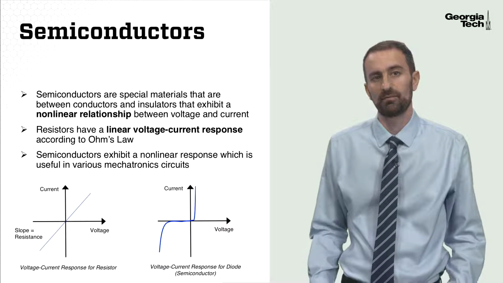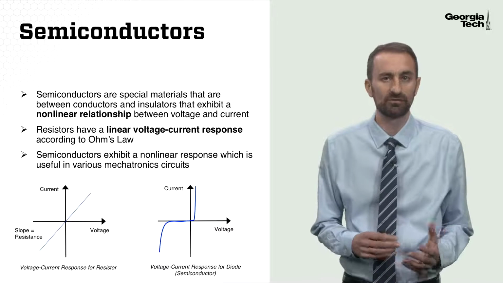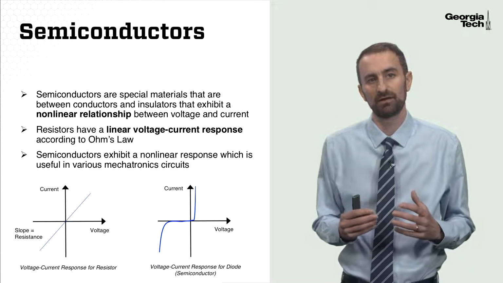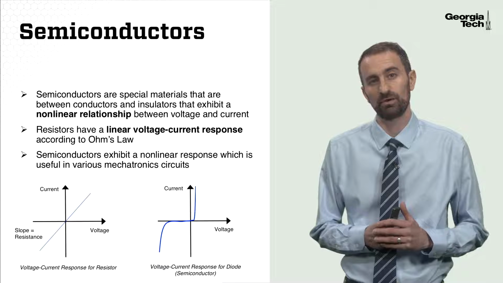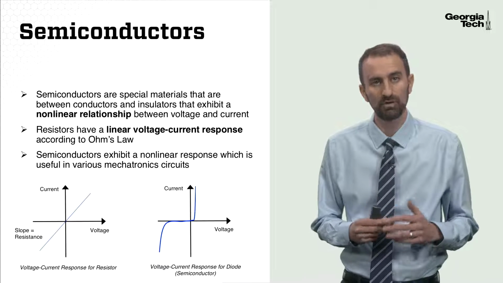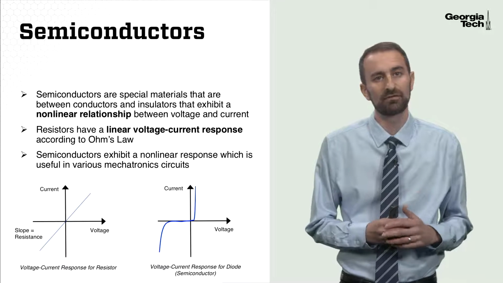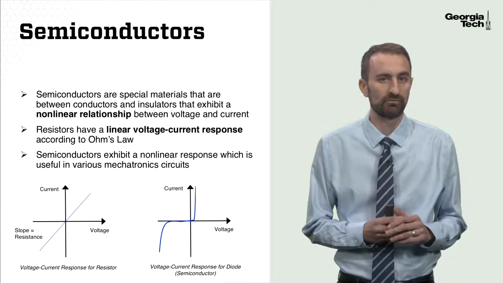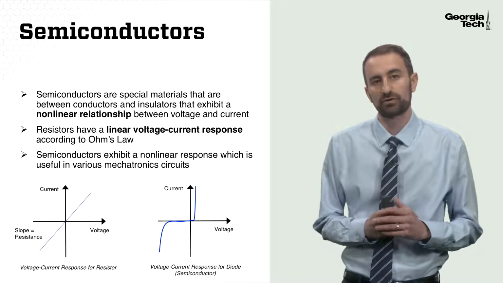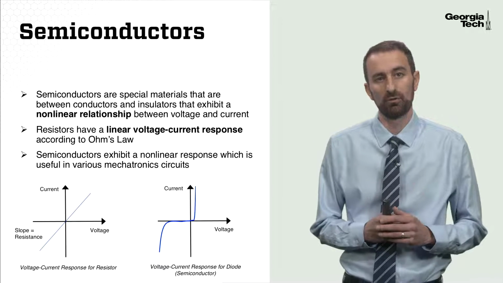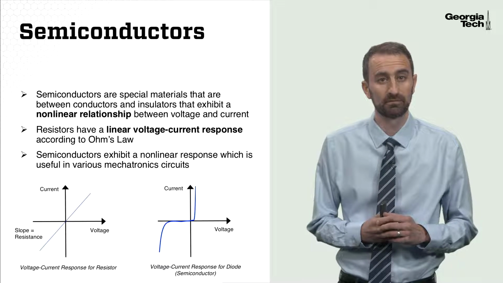Semiconductors are a special type of material that are between conductors and insulators. They exhibit a nonlinear relationship between voltage and current. One thing we know about an element like a resistor is that it has a linear voltage-current response. And that voltage-current response is driven by Ohm's law, which is V equals IR.